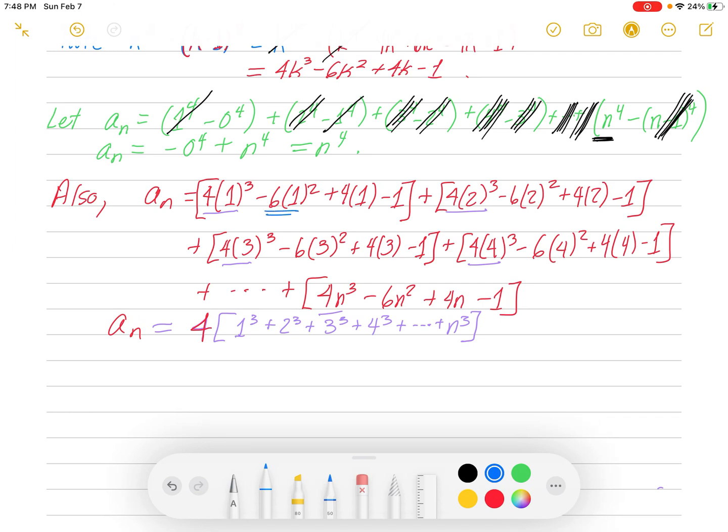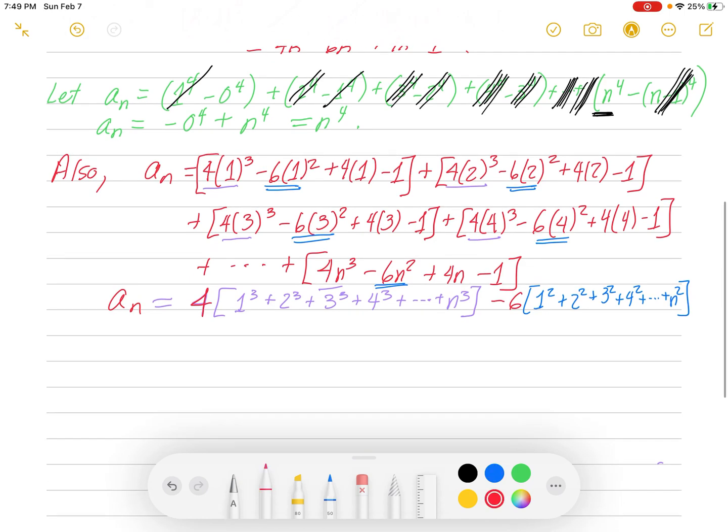Next, notice we have minus 6 times 1 squared, minus 6 times 2 squared, minus 6 times 3 squared, minus 6 times 4 squared, and so on and so forth, minus 6 times n squared. So out of those, we're going to factor out a minus 6, and we're going to have 1 squared plus 2 squared plus 3 squared plus 4 squared, and so on and so forth, up to n squared. That was for the blue terms.